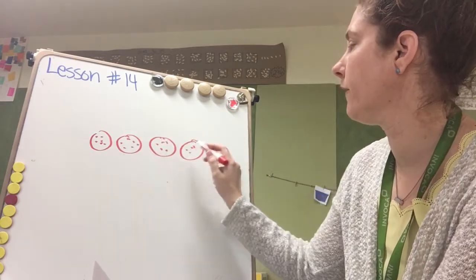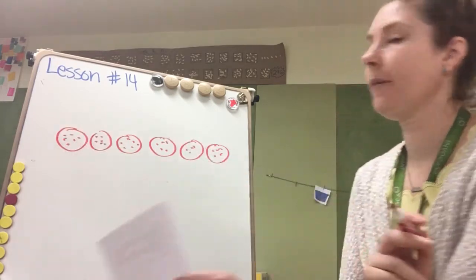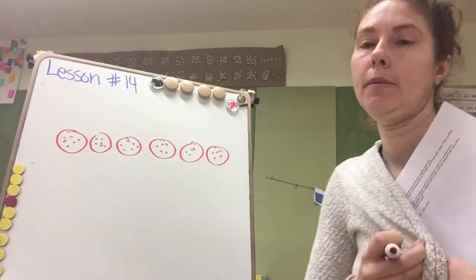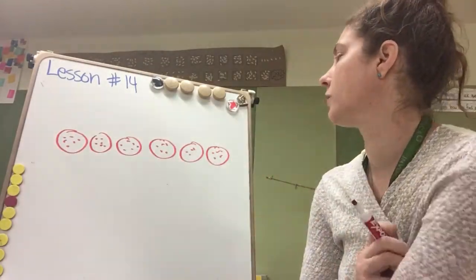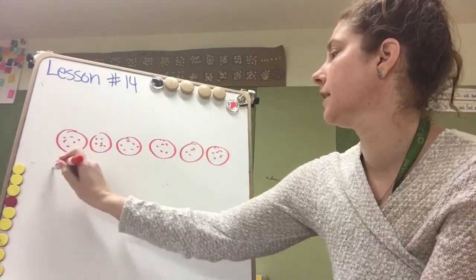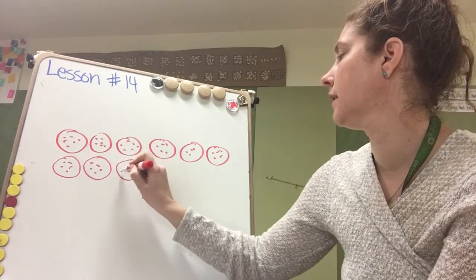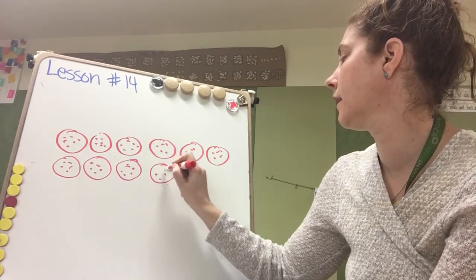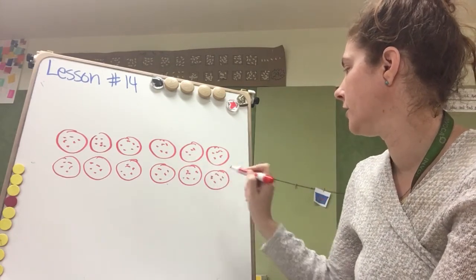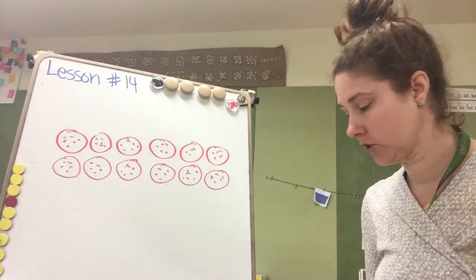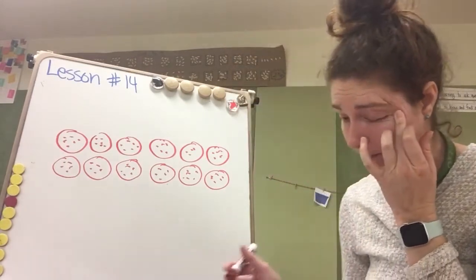So 1, 2, 3, 4, 5. I need one more. I'll put it on this side. I'm running out of room over there. So I made 6 chocolate chip cookies, but she made 12 cookies. So I need to make my second row match my first row in this array. So 6, 7, 8, 9, 10, 11, 12. So there's Eva's baked chocolate chip cookies. She made 12 cookies and she put them in an array like this.